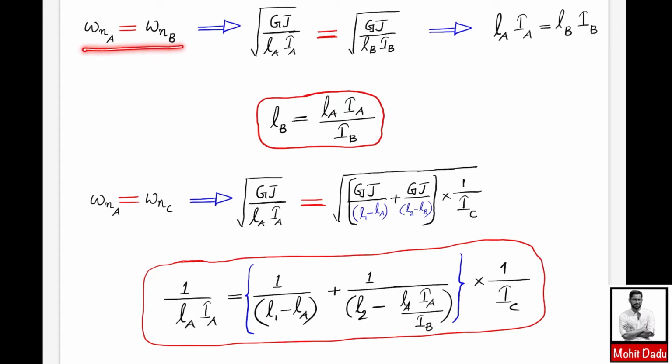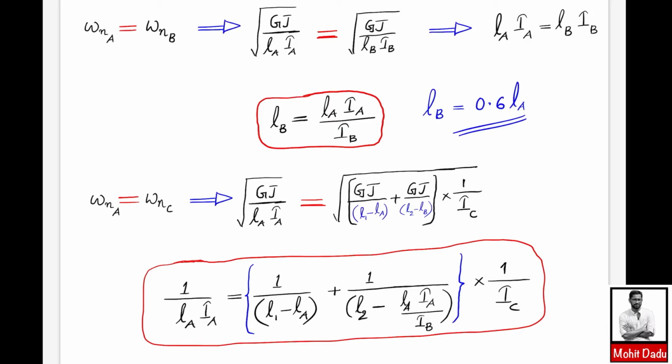So first we will be equating omega Na with respect to omega Nb, then this will be coming like this, and you can simplify this, from where I will be representing this LB as LA into IA divided by IB, where the values of IA and IB are given, which are 30 and 50. So you can represent this LB finally, as IA by IB will be coming as 0.6. So 0.6 into LA will be coming here.